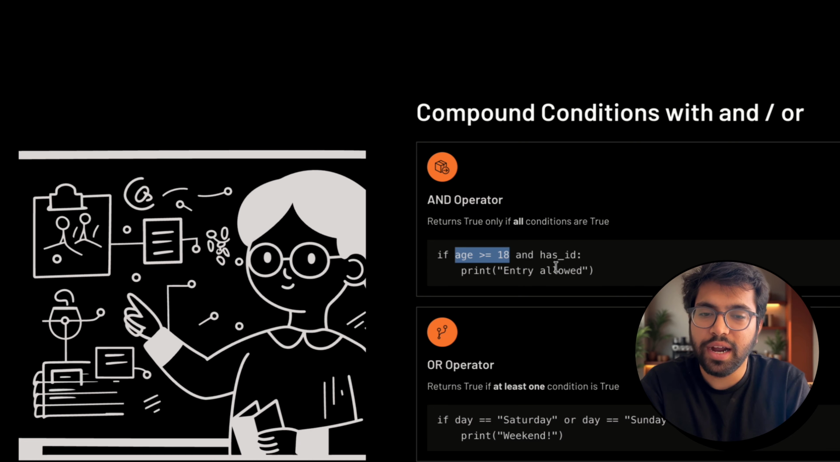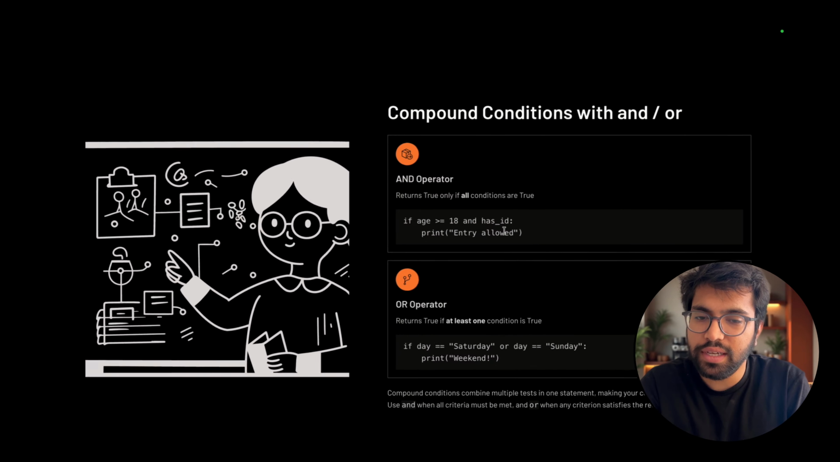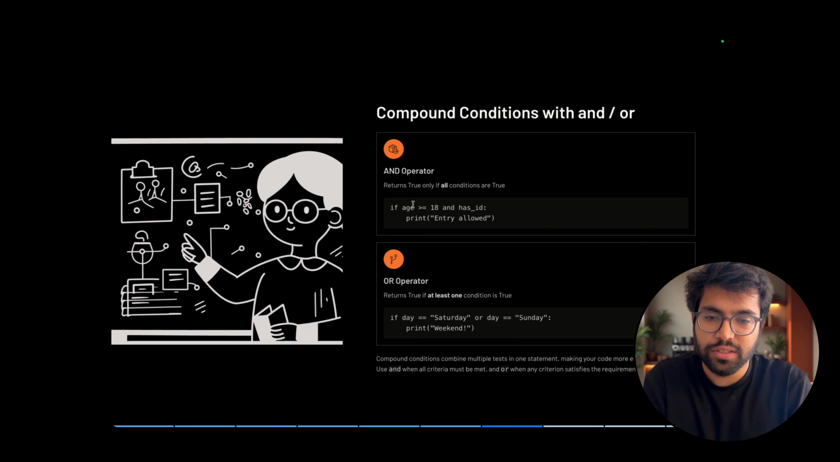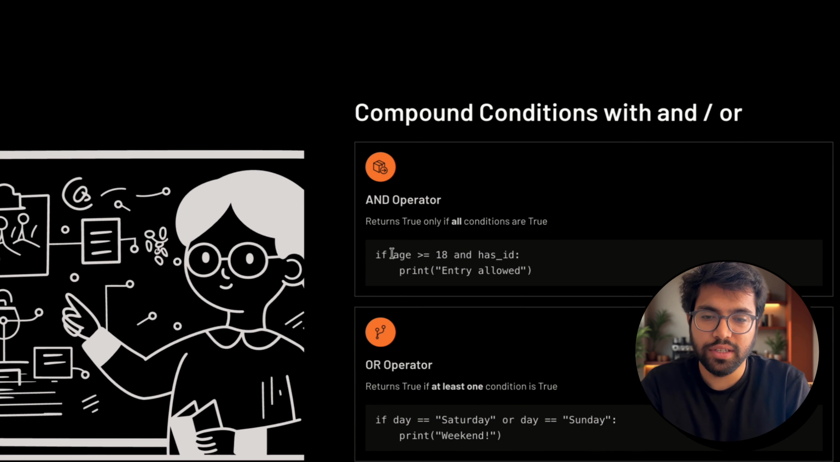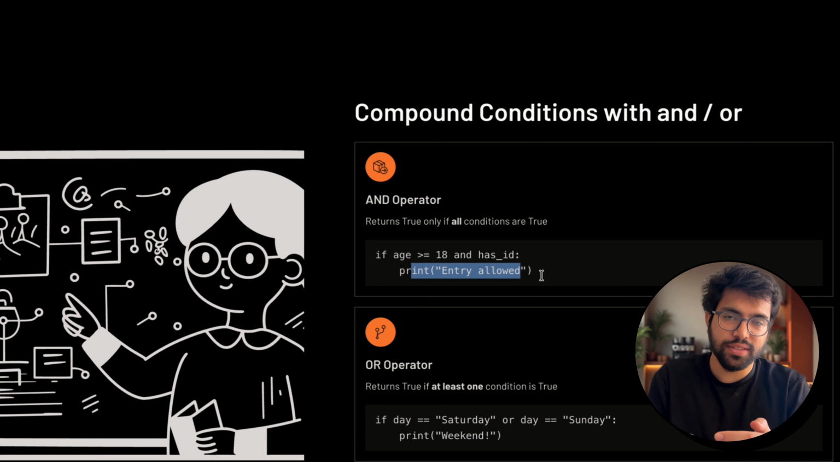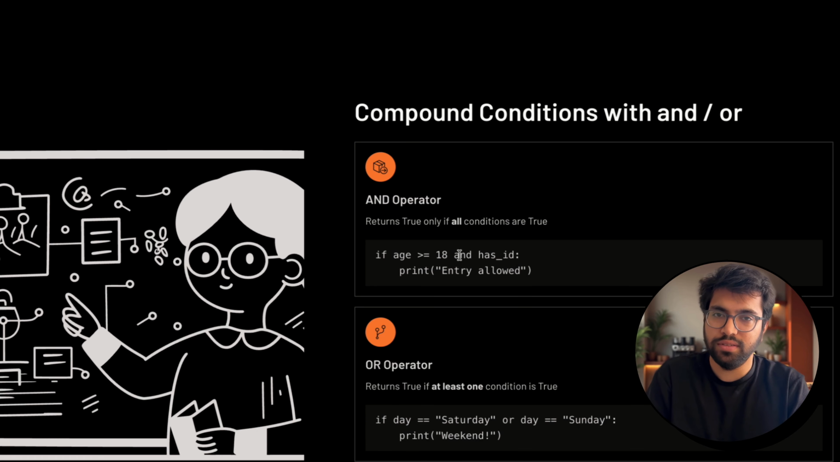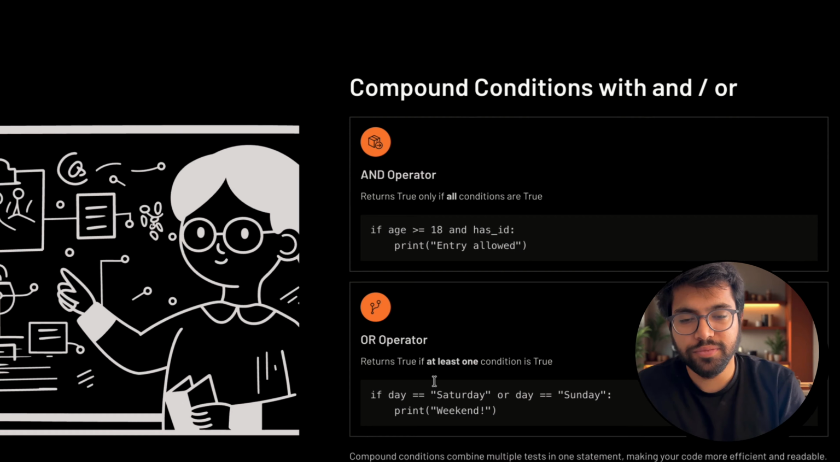If this resulted in true and this also resulted in true, only then this statement will get executed, the print entry allowed. If any one of those is false, this all works on binary logic. We learned about the binary in last chapter. So same binary logic applies here. So if age greater than 18 is returning true and has ID is also returning true, only then the entry is allowed. If any one of these is returning false, then AND is like a multiplication operator. 1 multiplied by 0 is 0. So this will not get executed. And if both are ones, 1 multiplied by 1 is 1. So entry is allowed.